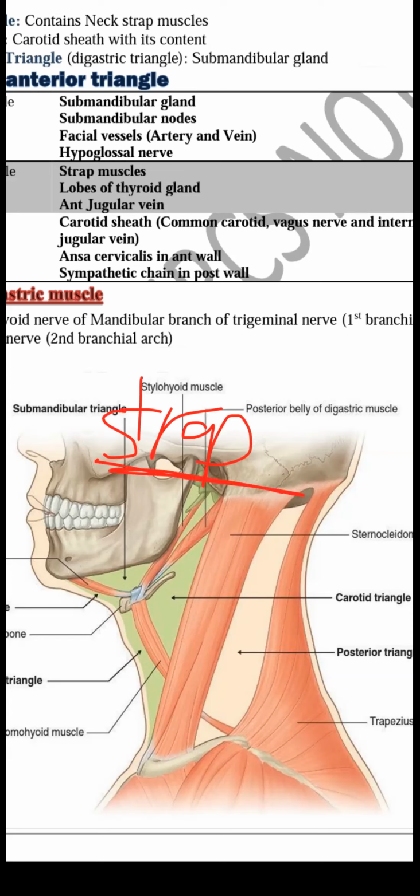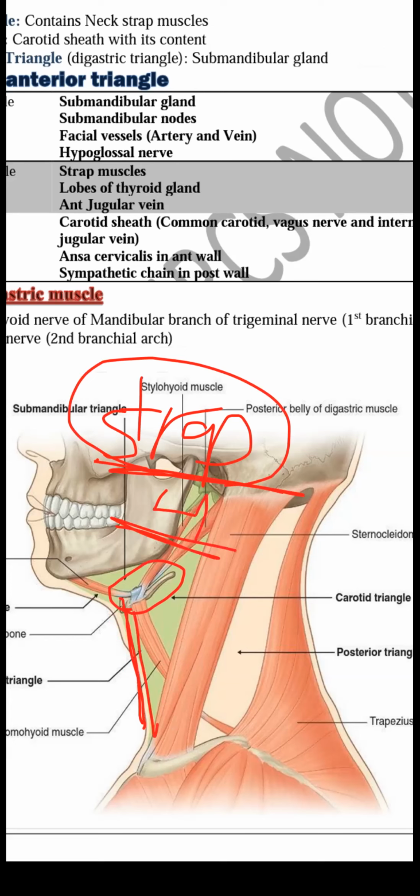By the way, strap muscles are all infrahyoid muscles, and they are 4. They are sternohyoid, then sternothyroid, then thyrohyoid, then omohyoid. The omohyoid, with its superior belly and inferior belly, is part of the strap muscles.